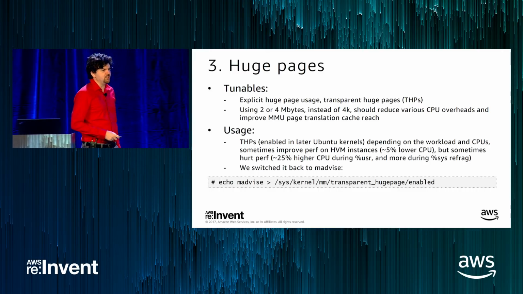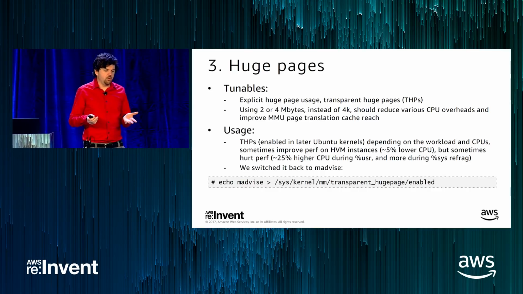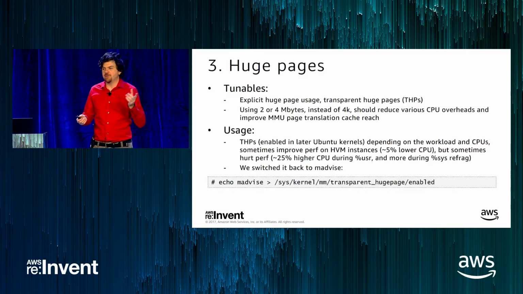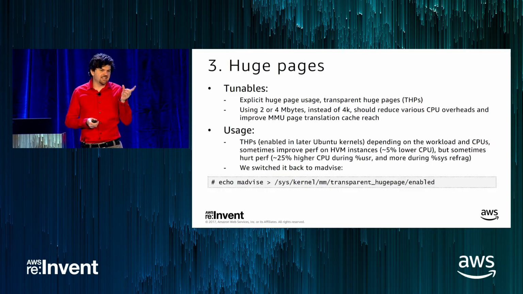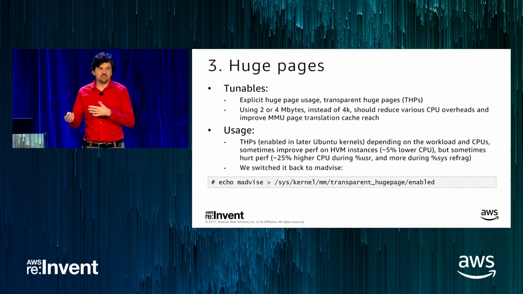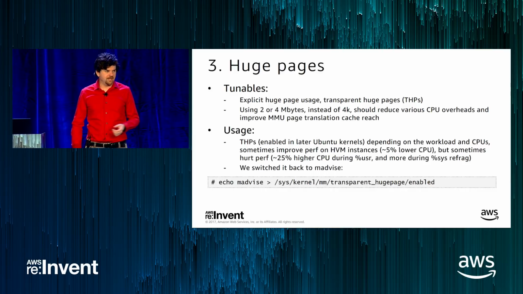Huge pages is another tunable parameter to be aware of. The CPU operates on memory in units of pages, which depends on the architecture. For Intel x86, it's 4K. That can be inefficient for large memory applications, and so processors for a long time have supported large pages or huge pages, 2 megs or 4 megs instead of 4K.